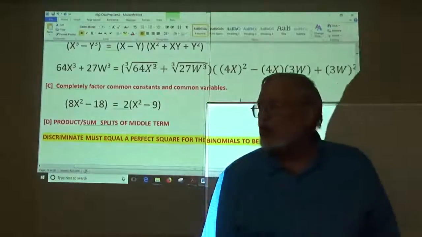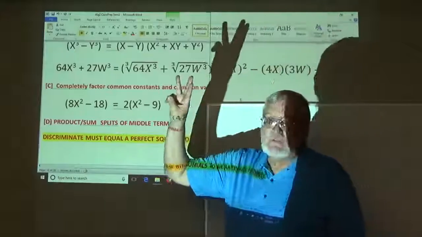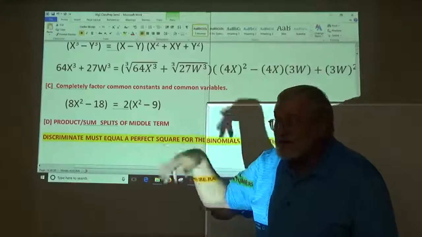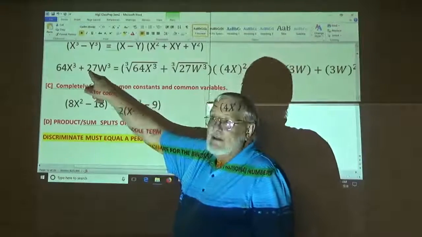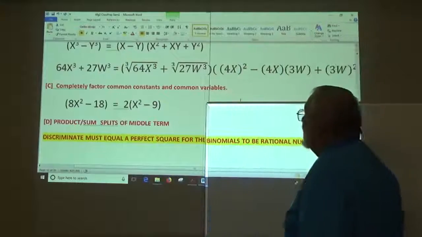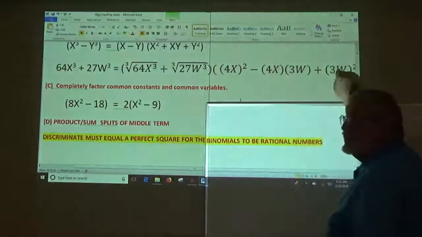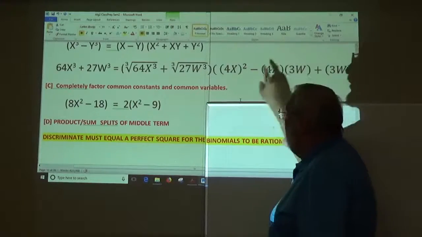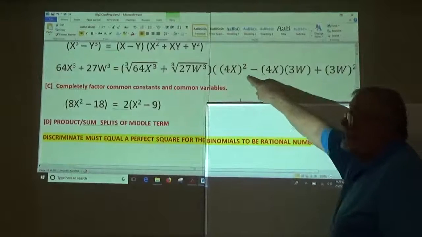27 is what value cubed? Say 3. 3 cubed is 27. So when you have this, the cube root will be 3w. Now, we have to square 3w and get 9w squared. We square 4x and get 16x squared.